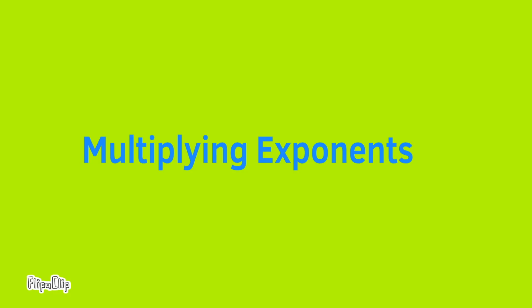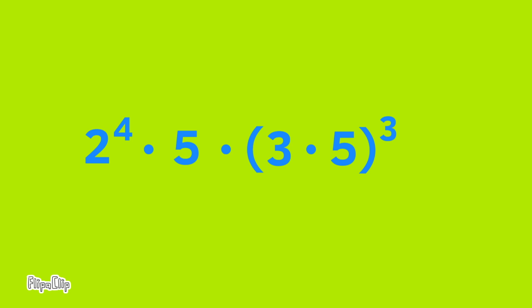Number 3, multiplying exponents. This example shows the multiplication of exponents. You'll notice an exponent on the outside of the parentheses. This exponent goes with each of the bases on the inside of the parentheses. For example, 3 to the power of 3 times 5 to the power of 3.